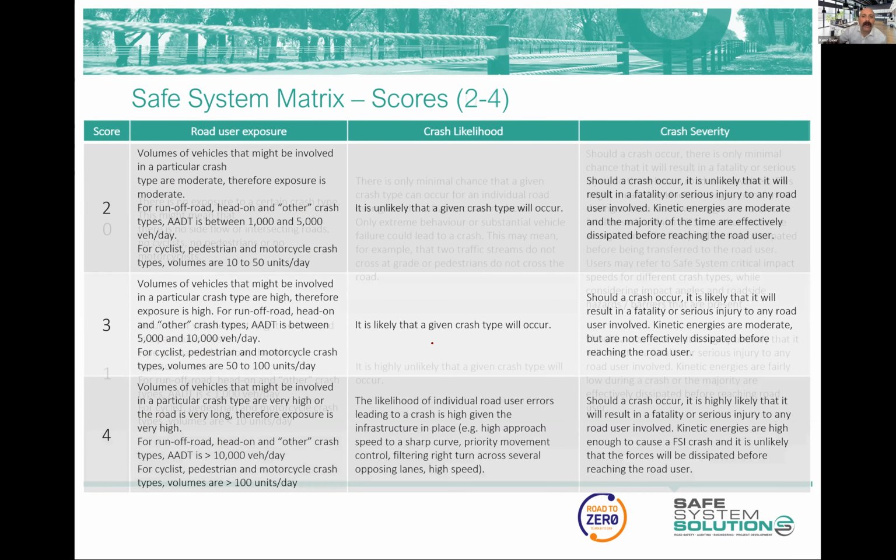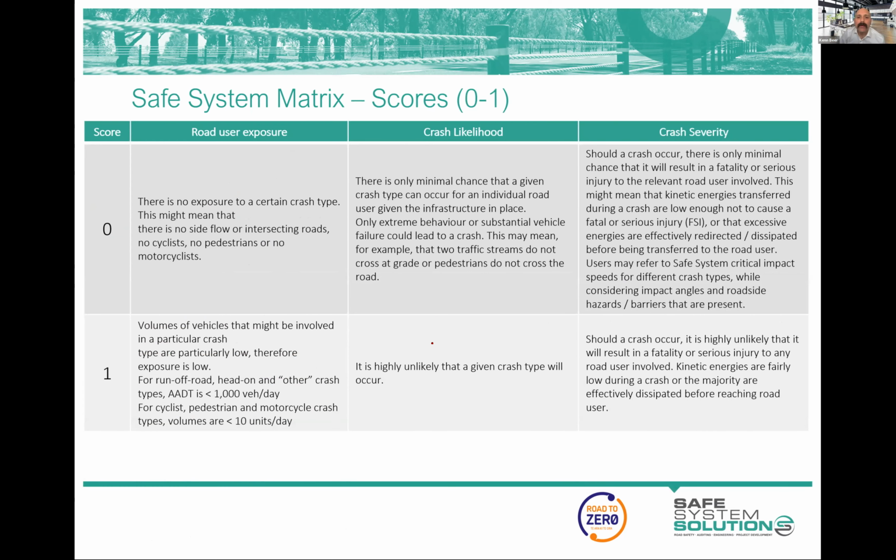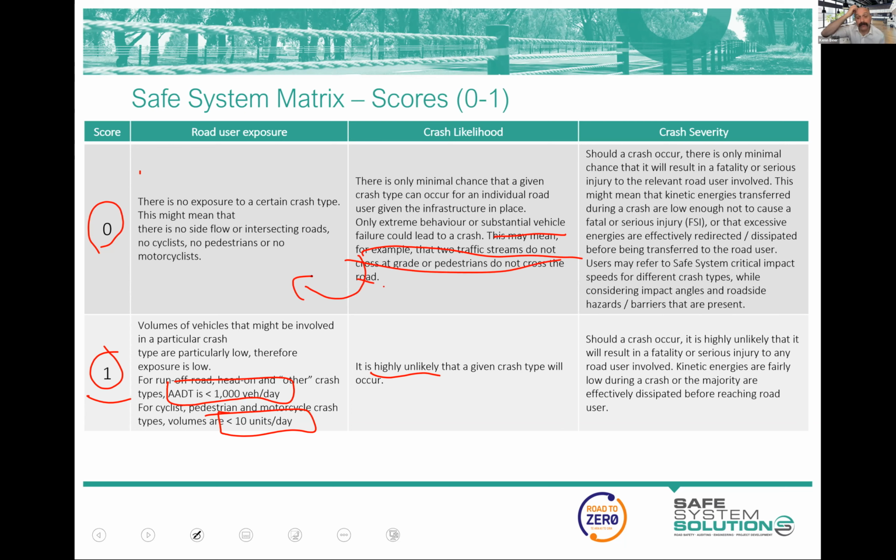Let's go back all the way to a 0. There is only minimal chance that a given crash type will occur for individual road user error given the infrastructure in place. Only extreme driver behavior or substantial vehicle failure can lead to a crash. Again, a thing that Austroads has said, which we don't play out, but it says there, this may mean that, for example, pedestrians do not cross the road. Well, that is accounted for in there.